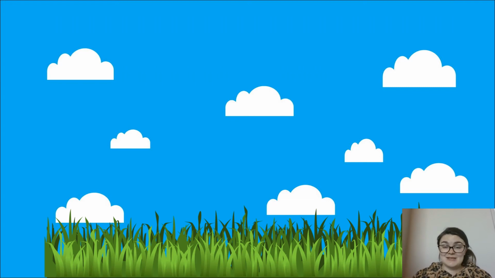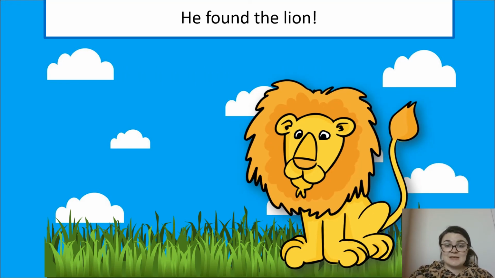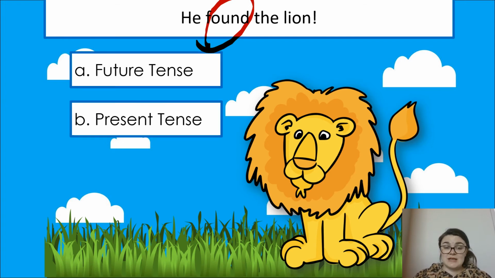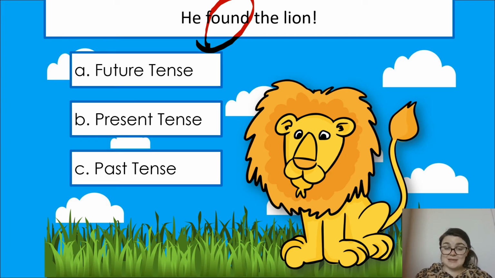He found the lion. Is found, that verb, a future tense, present tense, or past tense verb? What do you think? Choose an answer, please.